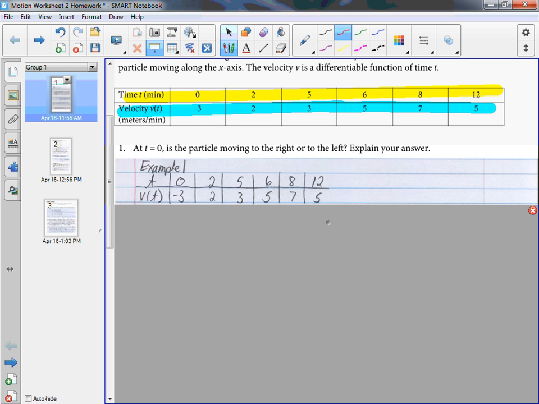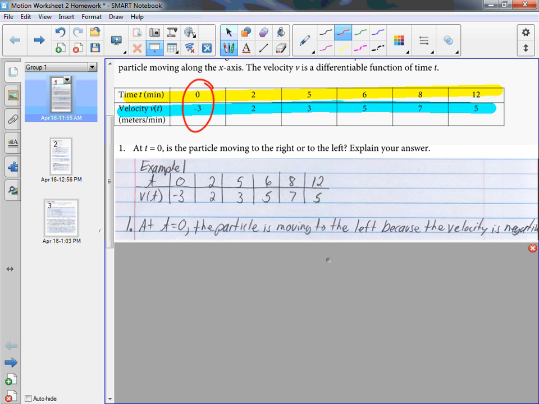So look at t equals 0. What's the velocity at t equals 0? -3. So the particle is moving to the left. At t equals 0, the particle is moving to the left. Why? Because it says explain: because the velocity is negative. Not because it's -3, but because it's negative. All right, number 2.